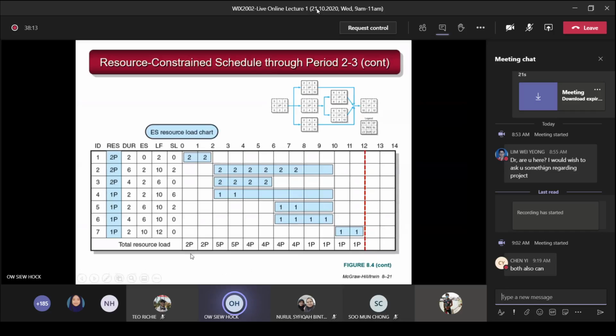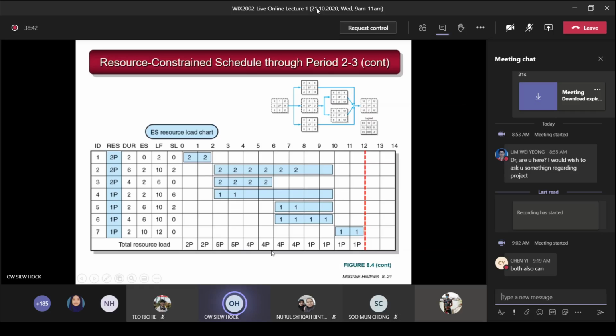So you can see the last row here is the total resource load. That means total resource programmers that you require for each period of time. So the period 0 to 1, you need 2P, 2P, then you can see is 5P, 5P, 4P, 4P, 4P, 4P, and then 1P, 1P, 1P, 1P. So you can see during this part here, you don't have enough resources. If you have maximum 3, you need 5. So you cannot cater for 5, and also the period of 4.